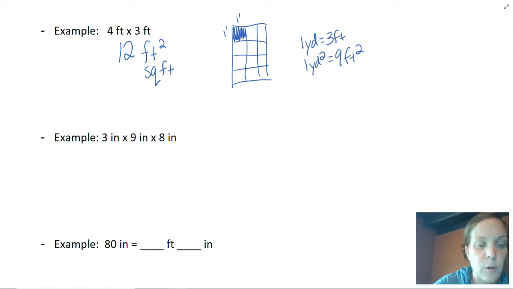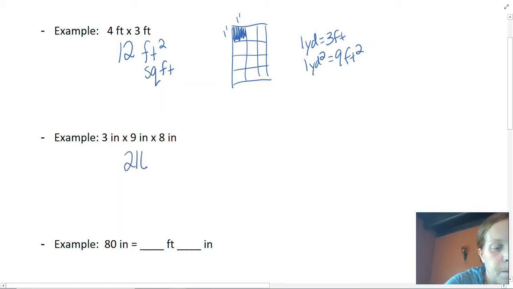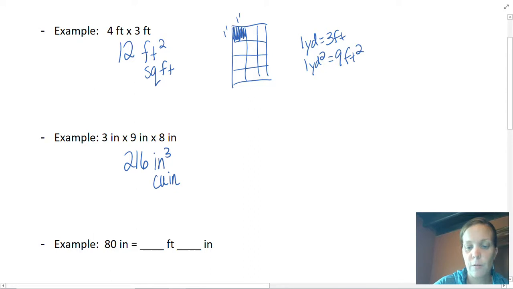Or like the next one, 3 inches times 9 inches times 8 inches. So when we multiply 3 times 9 times 8, we get 216. 3 times 9 times 8 is 216. Inches times inches times inches is inches cubed, or CUIN, cubic inches. So same thing with converting. Maybe I'll look at a foot is 12 inches for this one.